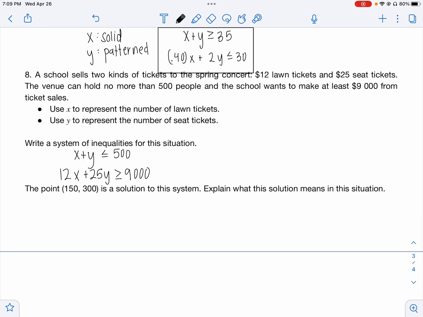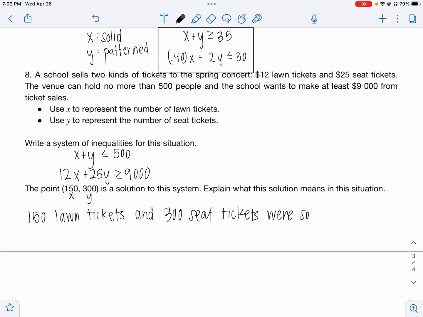And the point 150, 300 is a solution to the system. Explain what this solution means. We know that this is an X and this is a Y. So this means that 150 lawn tickets and 300 seat tickets were sold. And there you go.